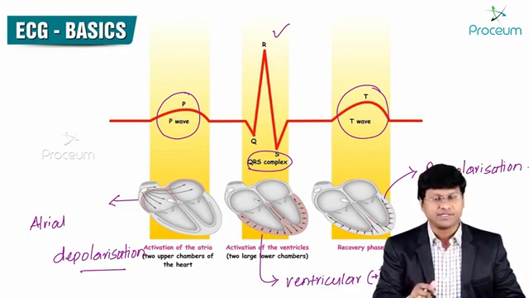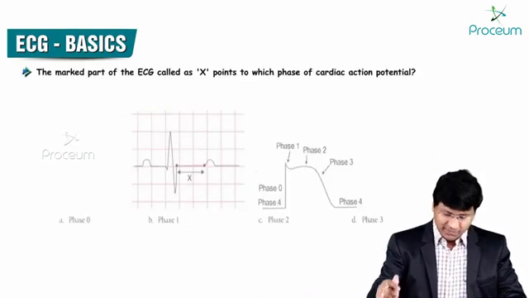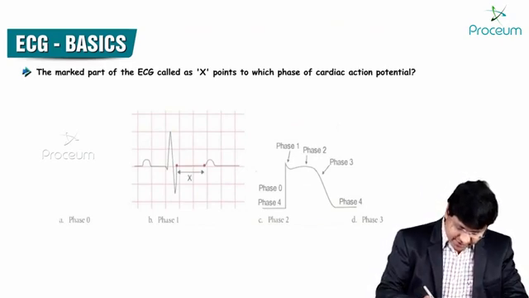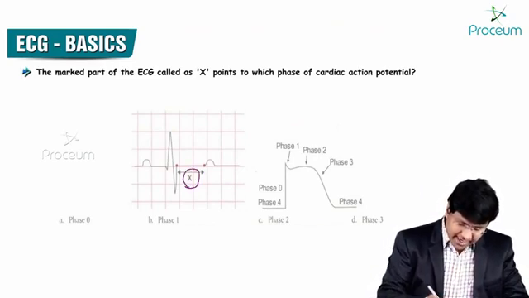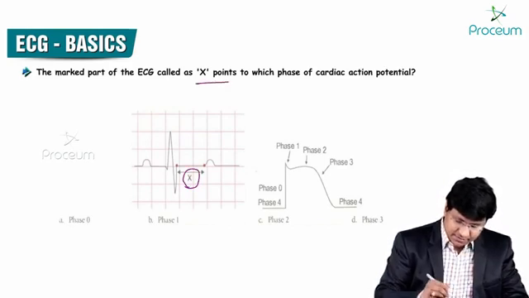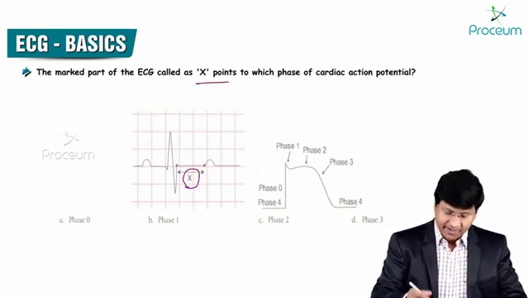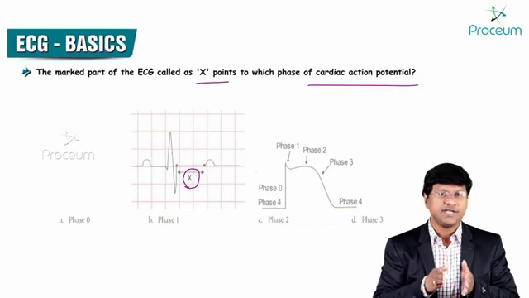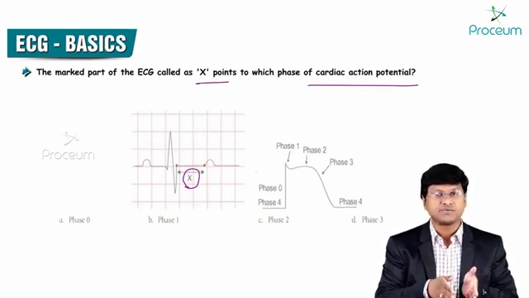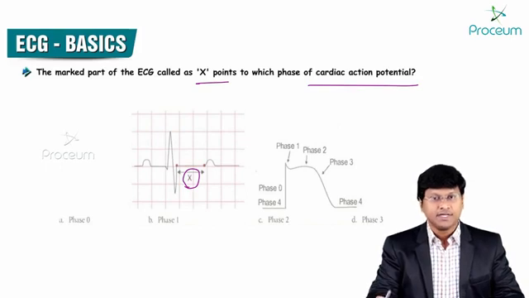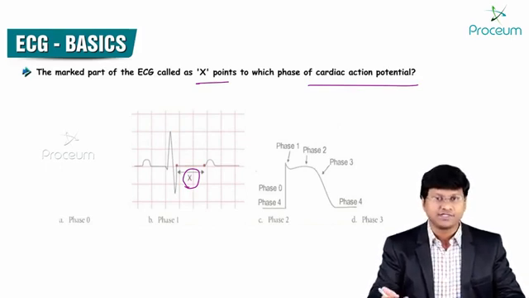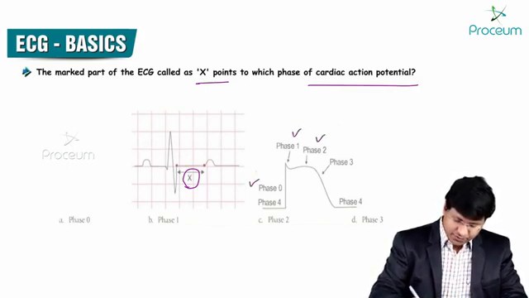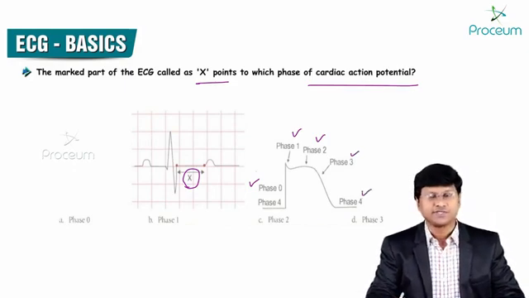Now after having discussed this, let me show you a question. You see this question. The marked part of the ECG, that is X, points to which phase of the cardiac action potential? This is a multiple choice question which integrates your ECG complex and the cardiac action potential. Now, in the cardiac action potential, what are the phases you have? You have phase 0, phase 1, phase 2, phase 3 and phase 4.